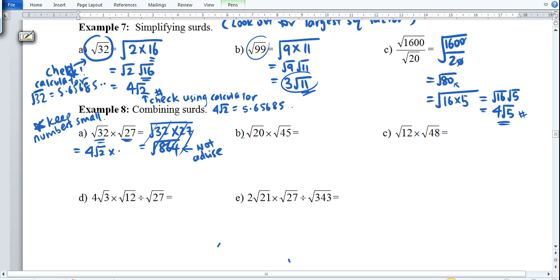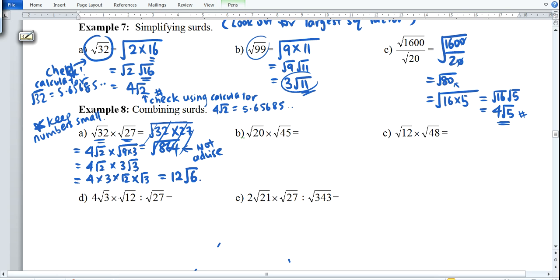And square root 27 can be rewritten as square root 9 times 3. So I can rewrite it as 3 square root 3. See, now the numbers are small. So the next thing I can do is multiply them. This is actually 4 times 3 times square root 2 times square root 3 if I rearrange the terms. So I can now get 12 square root 6.